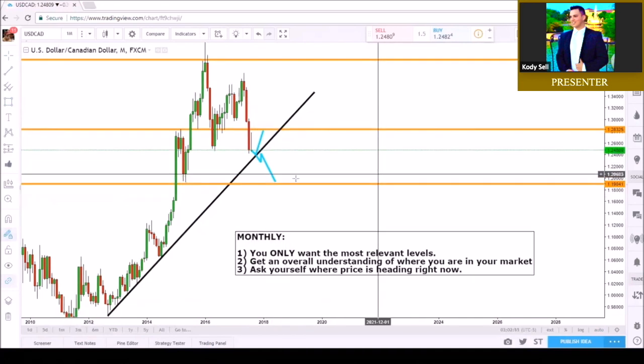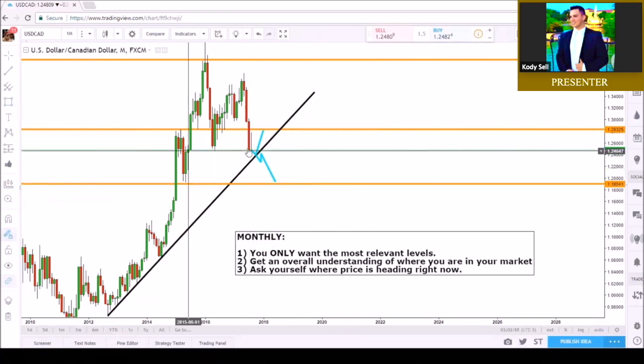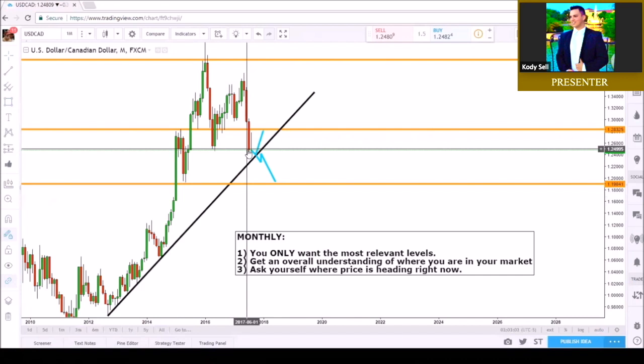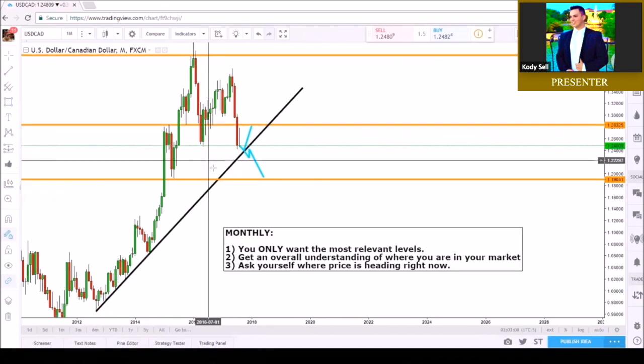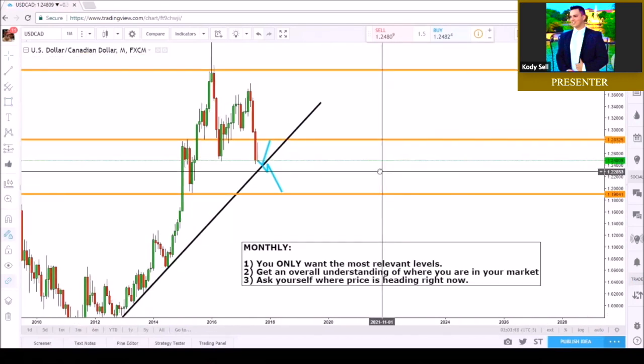So that's literally all I mean when I say ask yourself where price is heading right now: the next support, the next resistance, and right now our next support, since we're heading down, is this ascending trend line. So that's what you need to have marked. And thus we have completed everything we need from this monthly time frame.